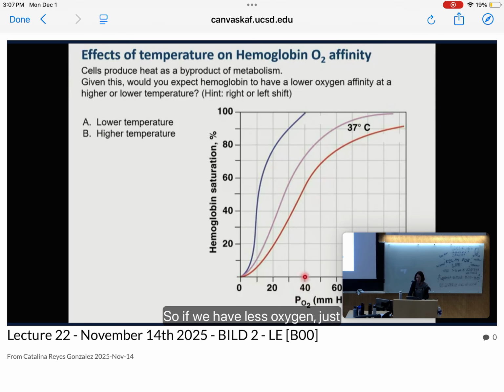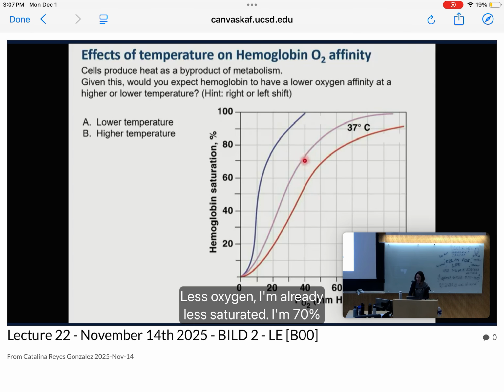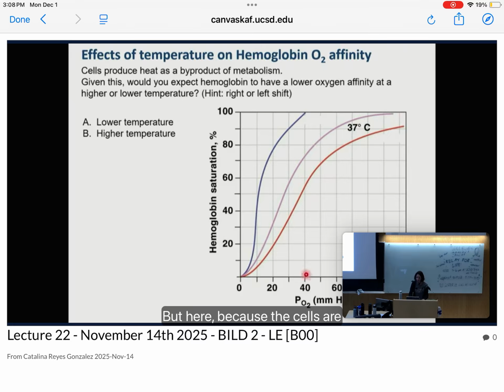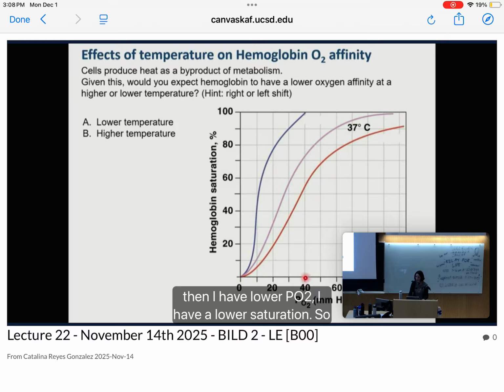So if we have less oxygen, just look at the normal curve here. Less oxygen, I'm already less saturated. I'm 70% saturated. At the level of the lungs, I was 100% saturated because the partial pressure of oxygen at the level of the lungs was higher. But here, because the cells are extracting that oxygen and using it, then I have lower PO2, I have a lower saturation.